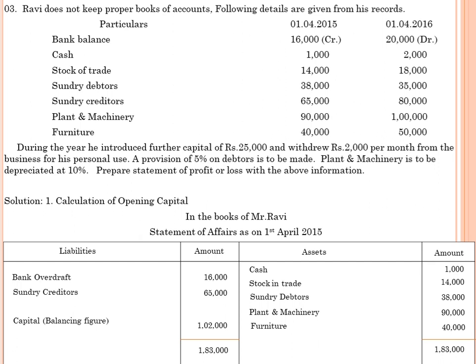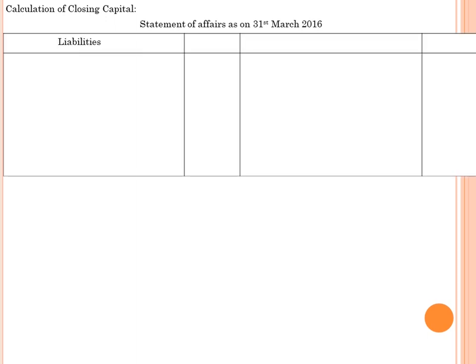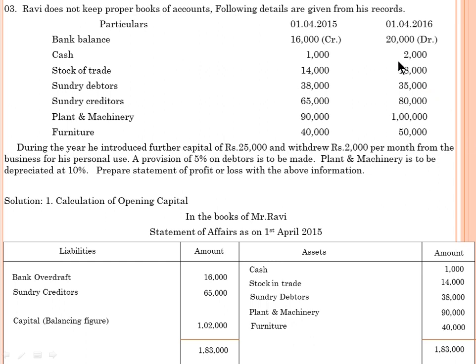We are going to compute the closing capital. Calculation of closing capital, statement of affairs as on 31st March 2016. We divide into four columns: liabilities, amount, assets, amount. Start from liability. Sundry creditors given 80,000. Now we look at the problem. What information is given? Bank balance debit, cash 2,000, stock in trade 18,000, and sundry debtors. All four are related to the asset side.